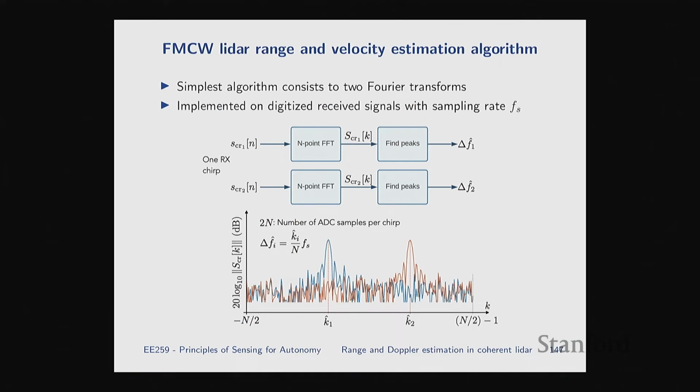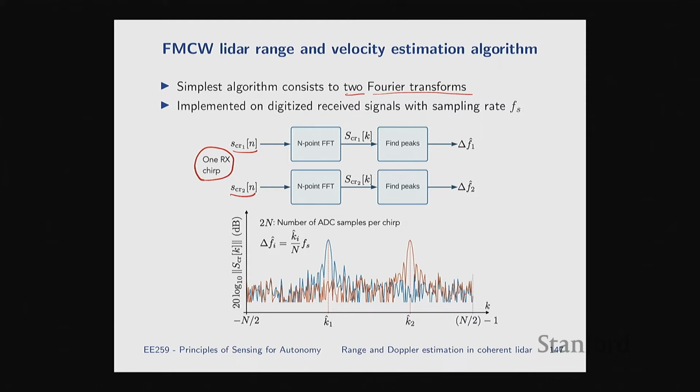Okay, so here we need to do two Fourier transforms because we have two portions of the signal. So you separate them out, and it's done on the digitized signal, of course. So it passes through the ADC. We get SCR1 of n and SCR2 of n. This is the discretized version of the signal out of the coherent receiver. And note that this is just one received chirp, right?